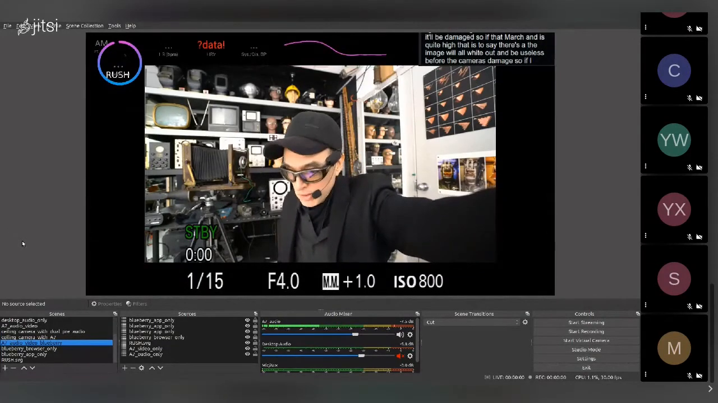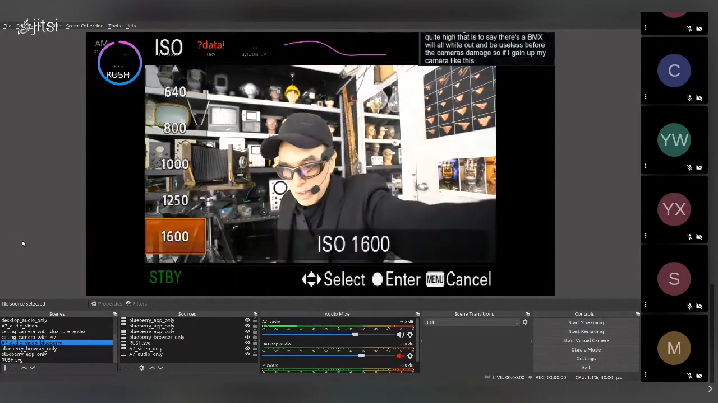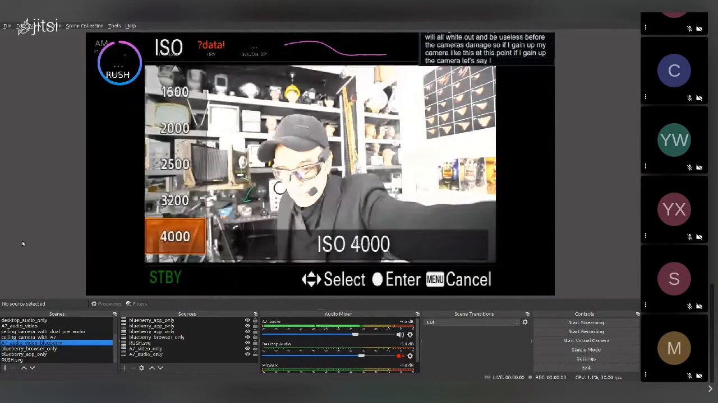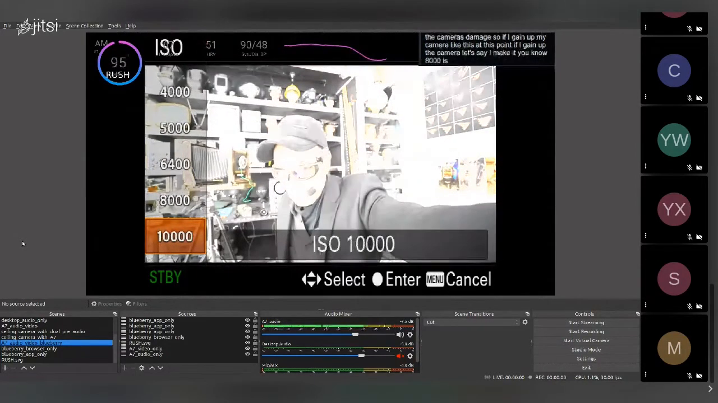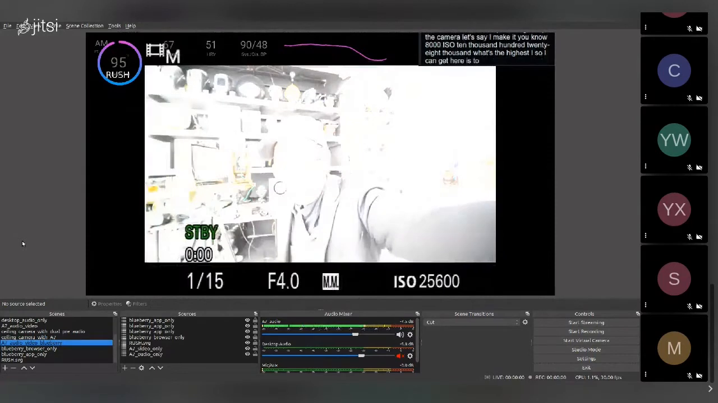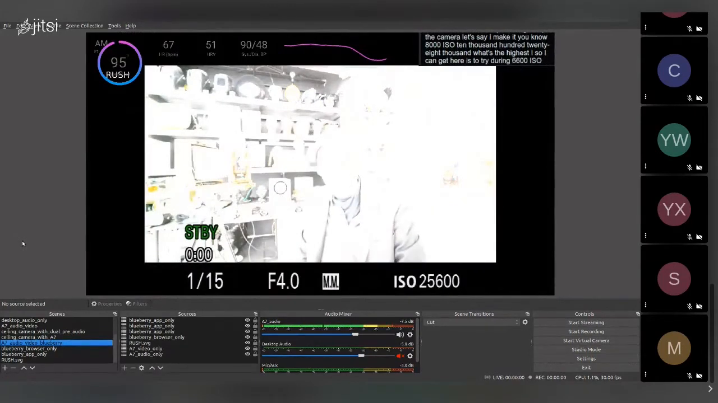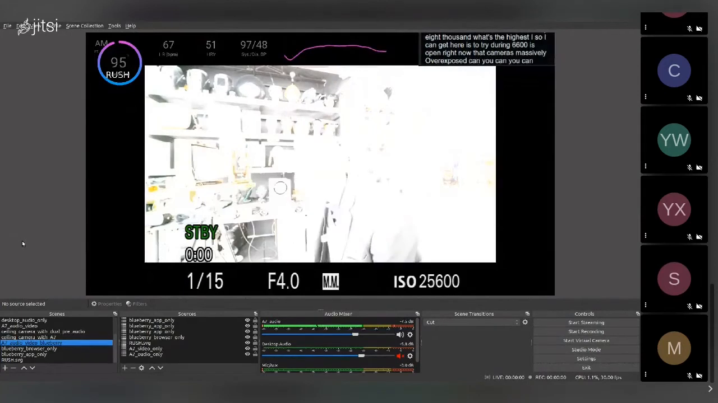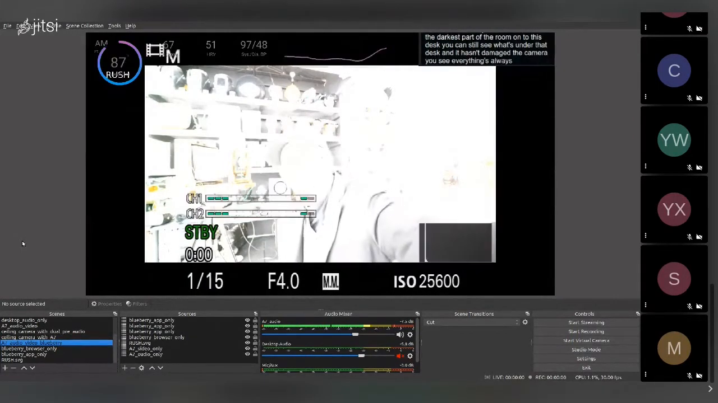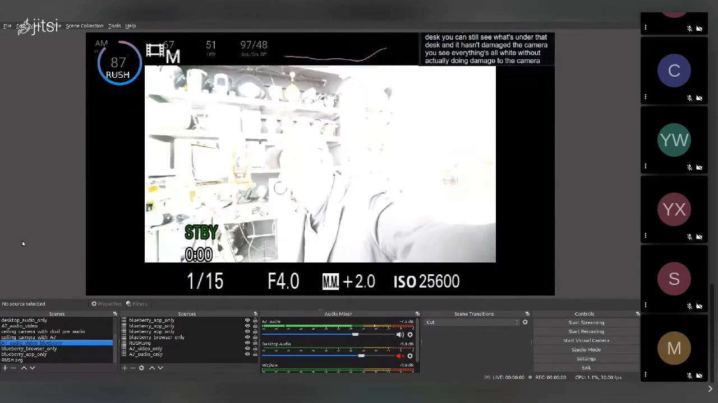So if I gain up my camera like this, let's say I make it 8,000 ISO, 10,000, 128,000. What's the highest ISO I can get? Here is 250,600 ISO. Right now, that camera is massively overexposed, and you can actually see in the darkest, deepest shadows under my desk there. This is the darkest part of the room. You can still see what's under that desk, and it hasn't damaged the camera.